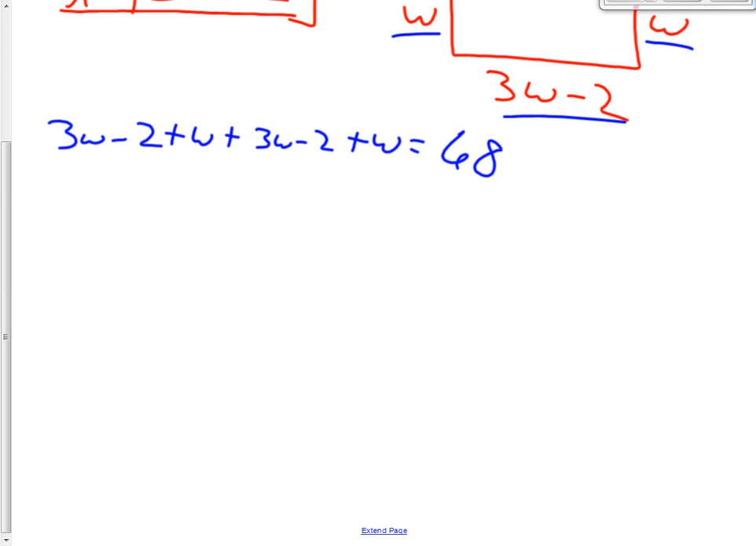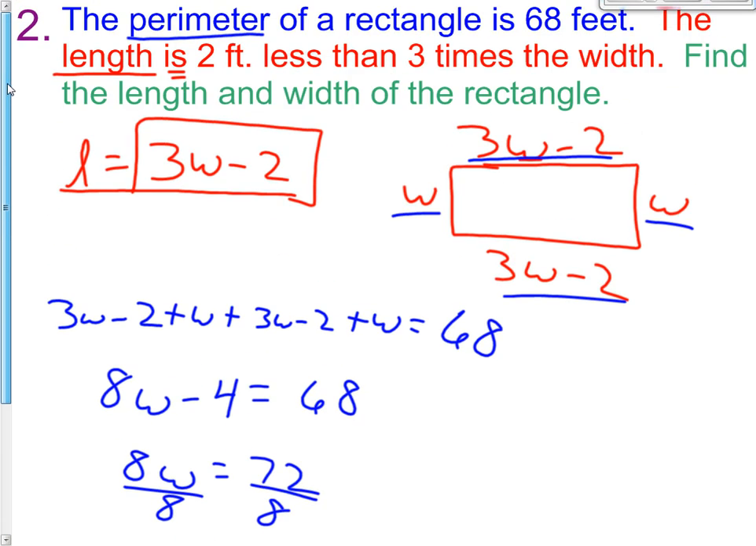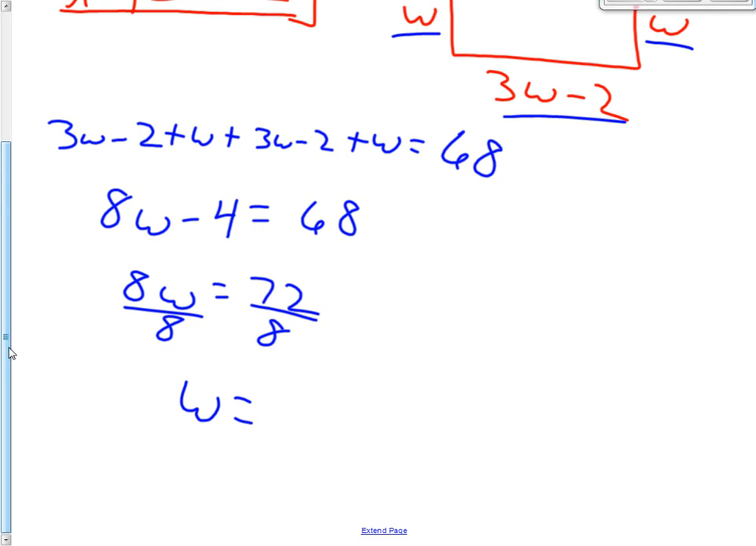3, 4, 5, 6, 7, 8 W's. A negative 2 and a negative 2 makes a negative 4. That equals 68. 8W now equals 72. Divide both sides by 8. The width is now 9. And our units are in feet. Yes. Width is 9 feet.